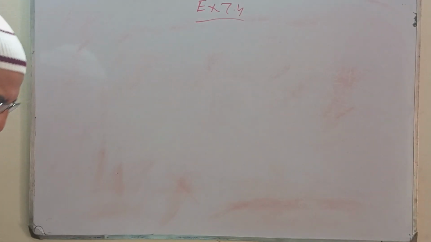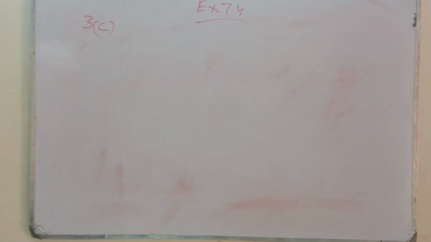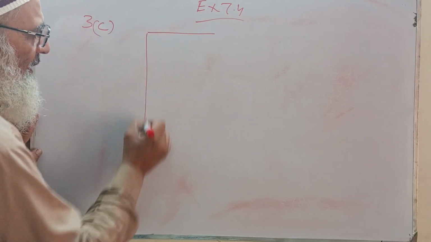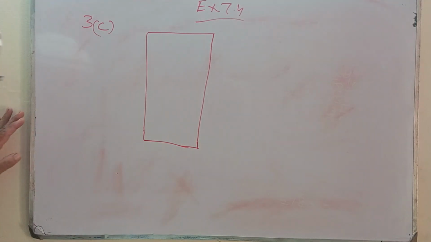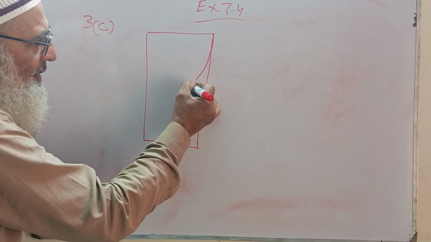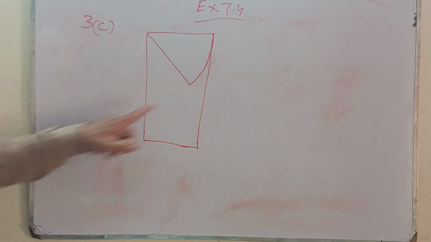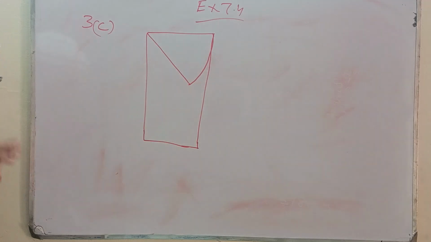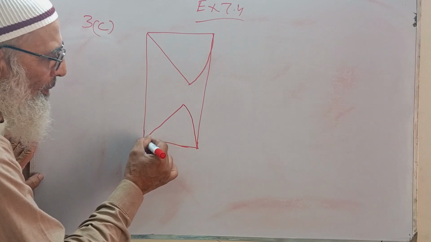Now I was doing question number 3C. Some students just find it difficult to understand how these figures are made. If you understand the figure, then solving it is very easy. You see that this is the arc length given. This is the circular line. Similarly, here it is also a circular line from here to here.